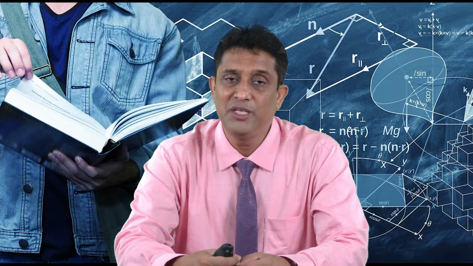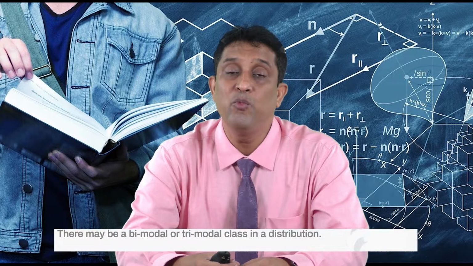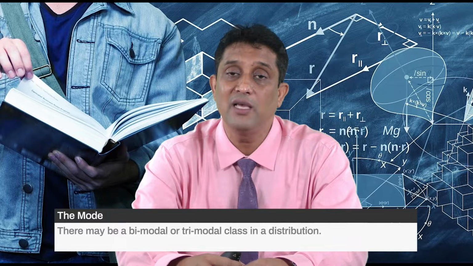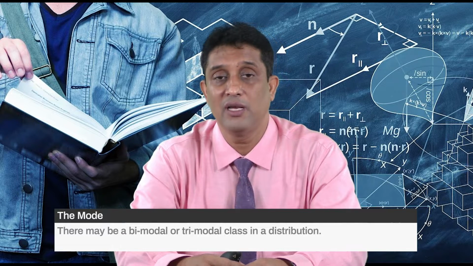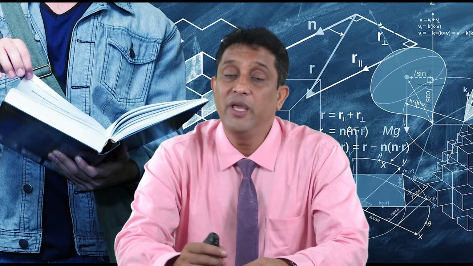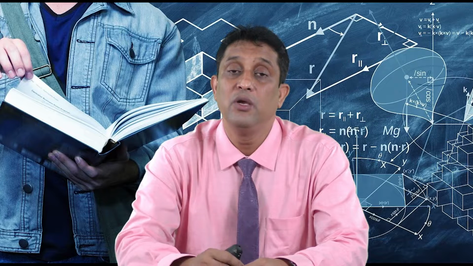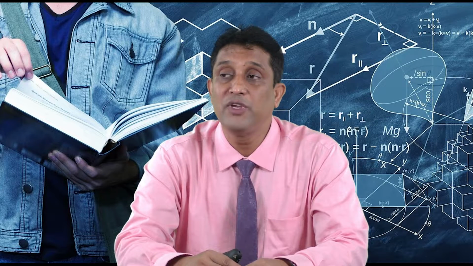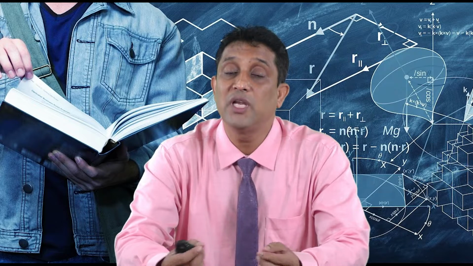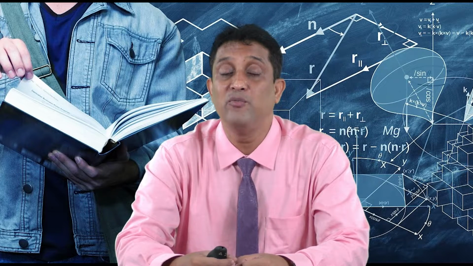Just connecting to it, we can say that there may be a bimodal or a trimodal class. Try to understand what is a bimodal class and what is a trimodal class. Bi means 2, tri means 3. So here it means in a distribution when 2 modes are there, we can say that that's a bimodal class. When 3 modes are there, we can say that it is a trimodal class.